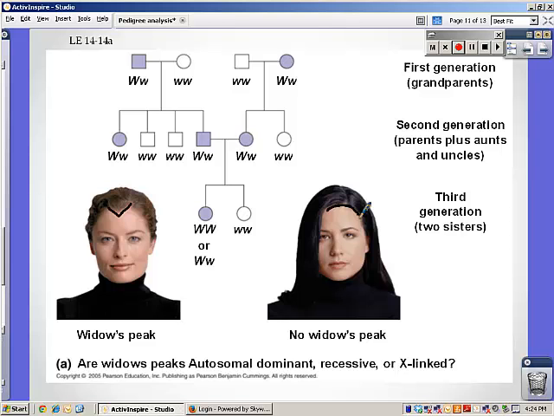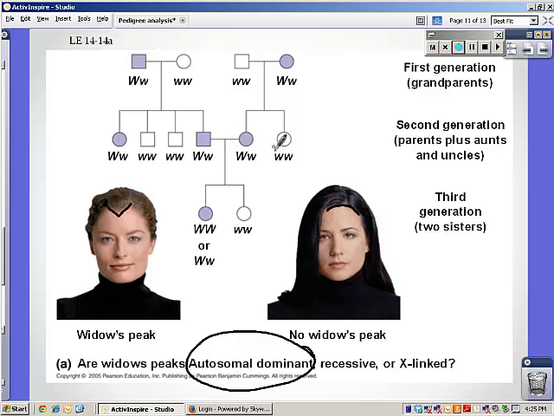So looking at this pedigree, I can determine just by looking at it if the widow's peaks are autosomal dominant, autosomal recessive, or X-linked. So go ahead and try your hand at it, which one you think it is. So you should have selected autosomal dominant. Now the reason it's dominant, look at the pedigree. Notice that in every single generation, I see a widow's peak show up. Notice that it does not skip any generations. It's always there. It didn't skip it, so it's autosomal dominant.